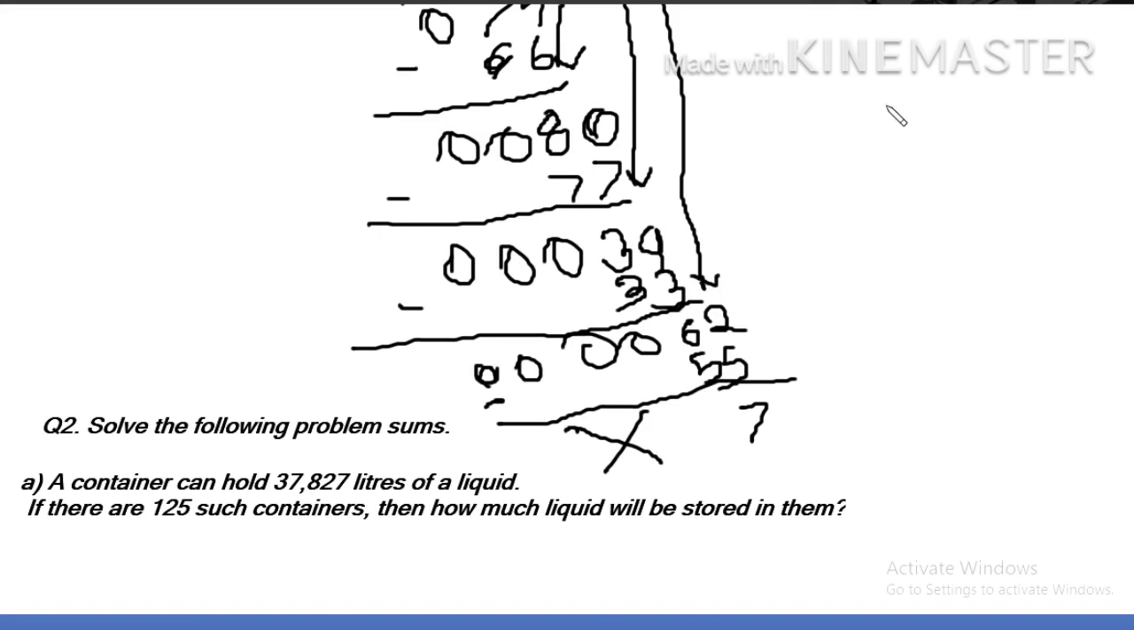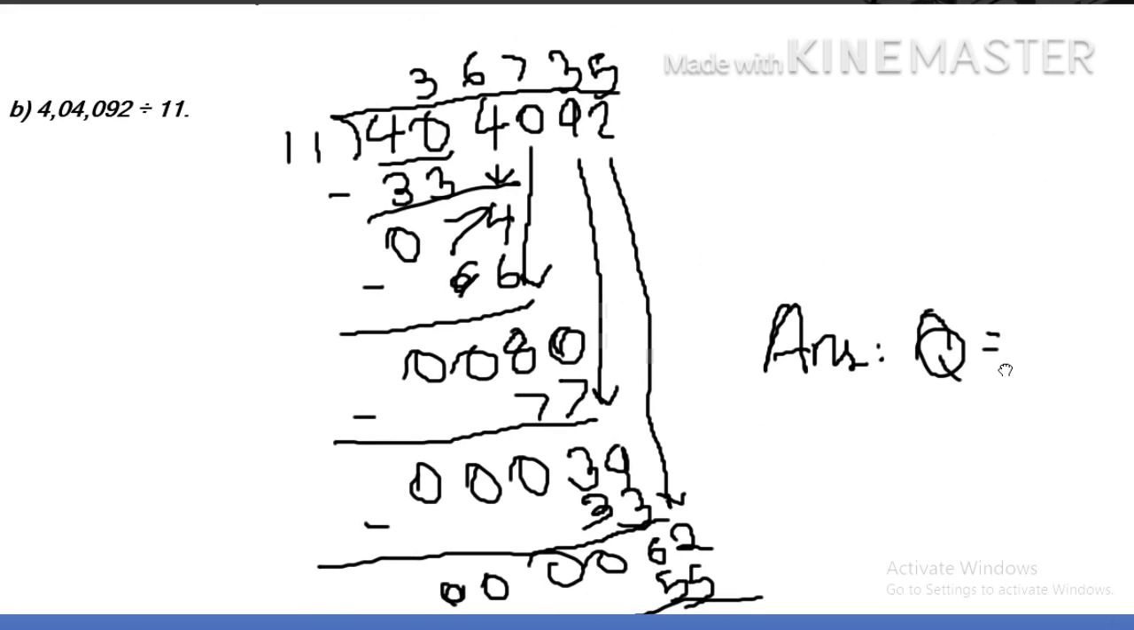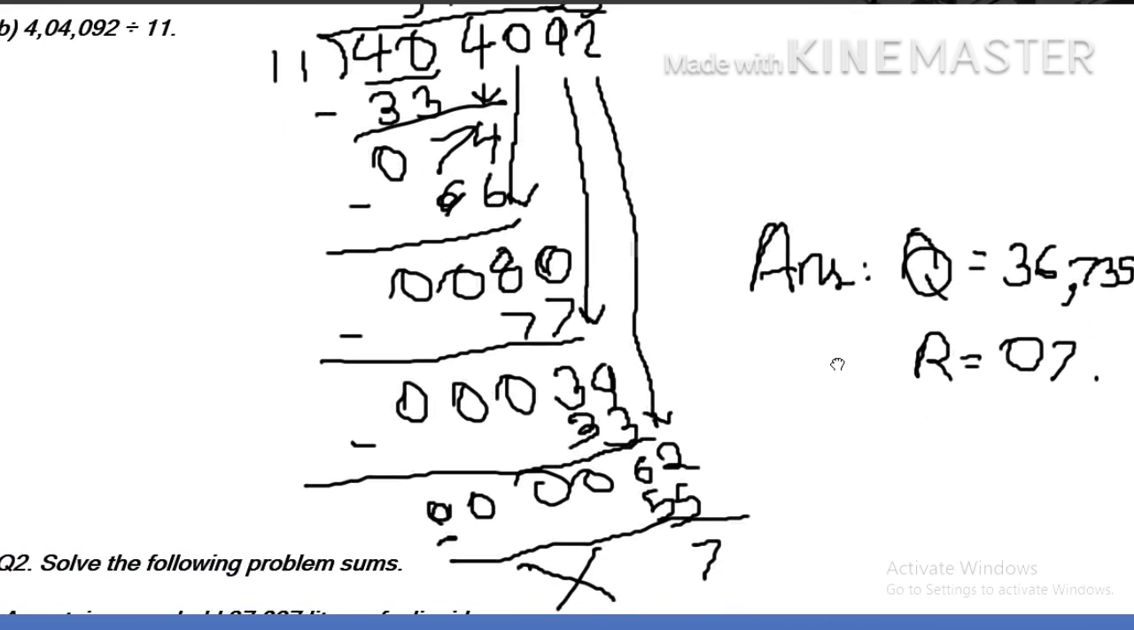So the answer of this question: the quotient will be 36,735. Then our remainder is 7. Now let's go to the next question.